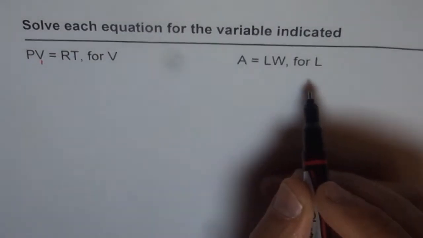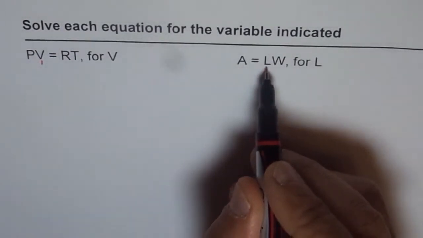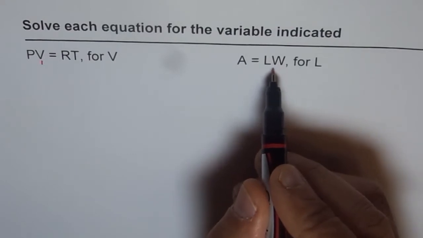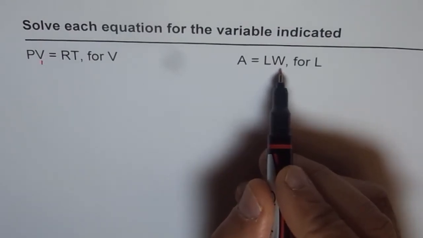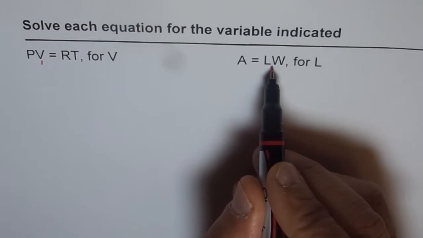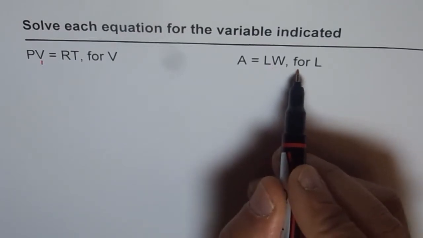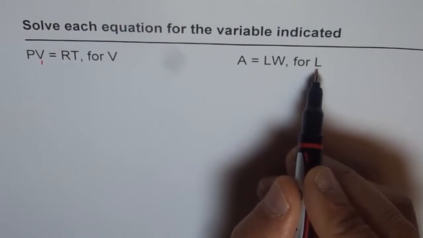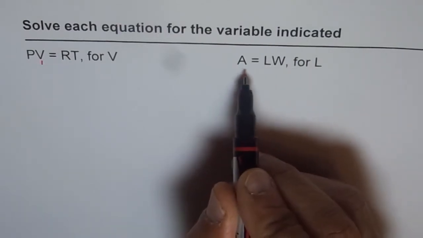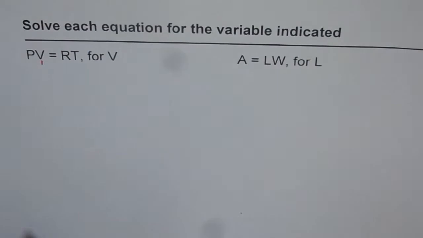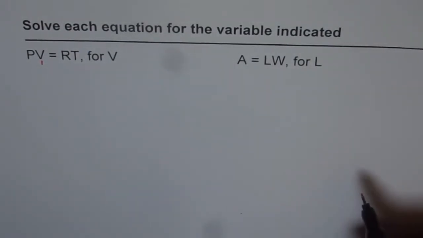And in this equation, we have A equals L into W. When we are multiplying two numbers or variables, we don't have to write a multiplication sign in between. It is understood. And we need to isolate for length L. So it's a familiar formula, which is area is length times width. So I'll tell you the steps and you can complete it in the meanwhile.